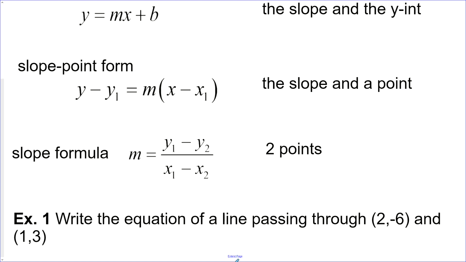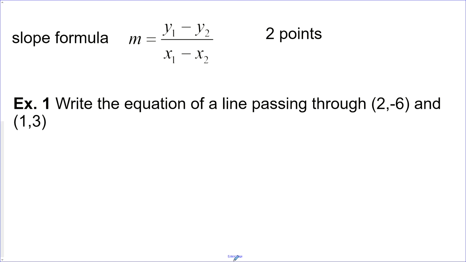So example one here, let's practice this. Let's write the equation of a line that passes through 2, negative 6, and 1, 3. Well, no matter what form of the equation we're going to use here, we need the slope, so let's start by finding that.